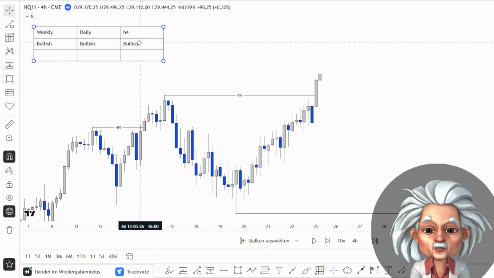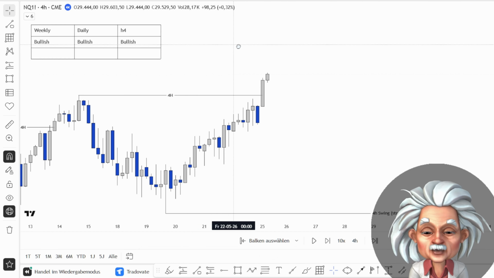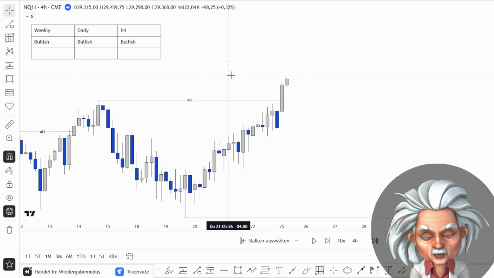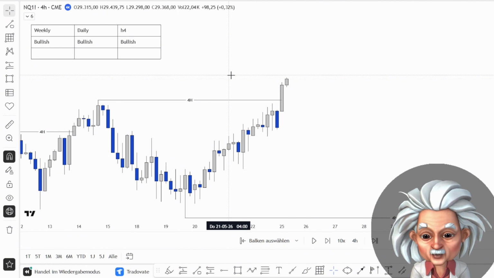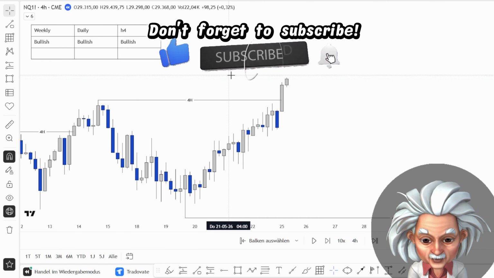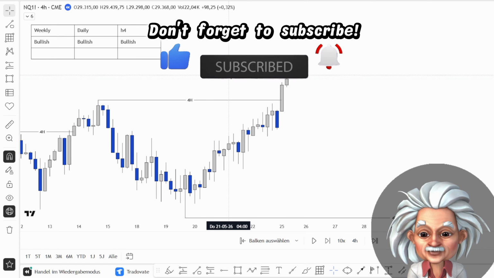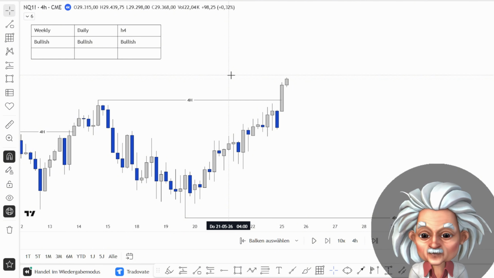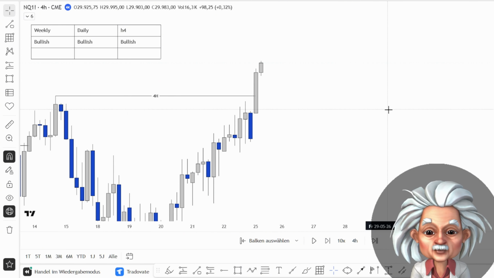So H4 is also bullish. So you always have in mind, we are only looking for longs. The weekly is bullish, the daily is bullish, the 4 hour is bullish. So normally, in a healthy mind, it should never come to your mind that in this scenario you want to look for shorts, you know. Okay, what do we see now?